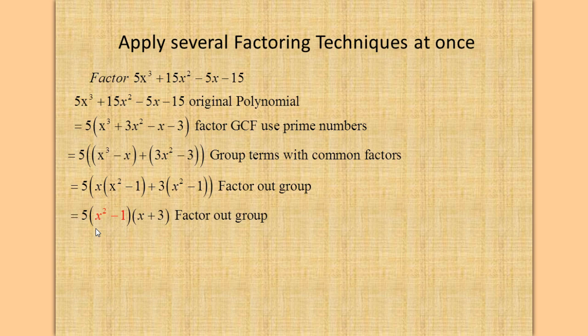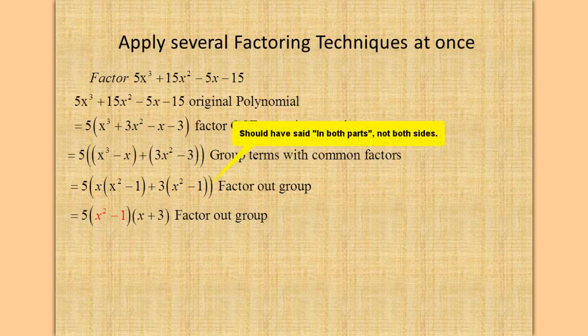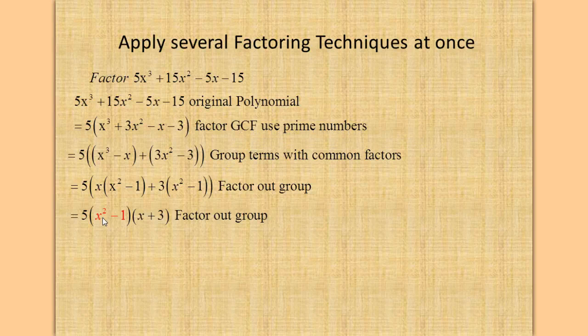So that's 5 times x squared minus 1 times x plus 3, which is factored out. The reason why is because if we multiply x squared minus 1 times x, it's right there. We had x squared minus 1 times 3, it's right there. So we can see that was a common group.